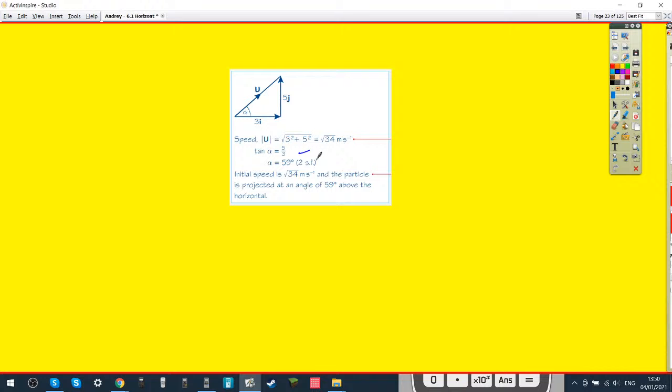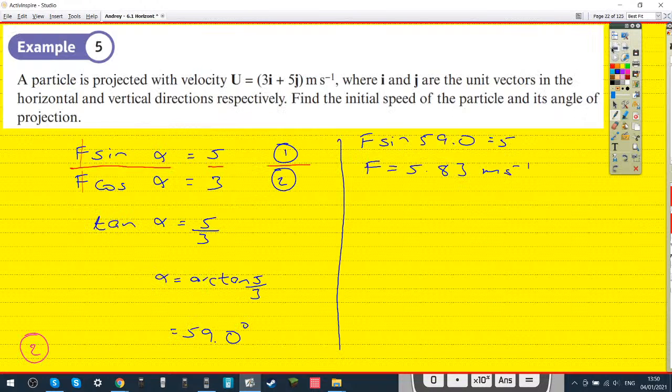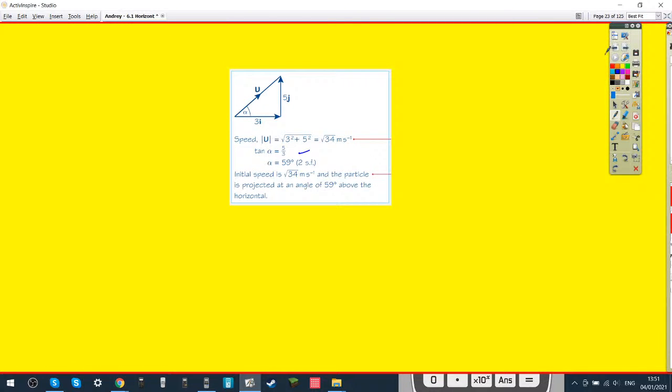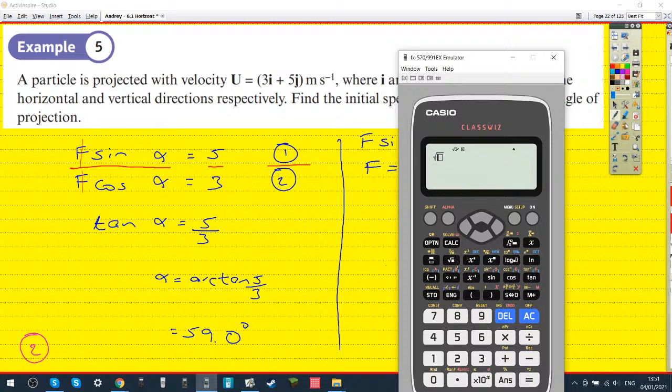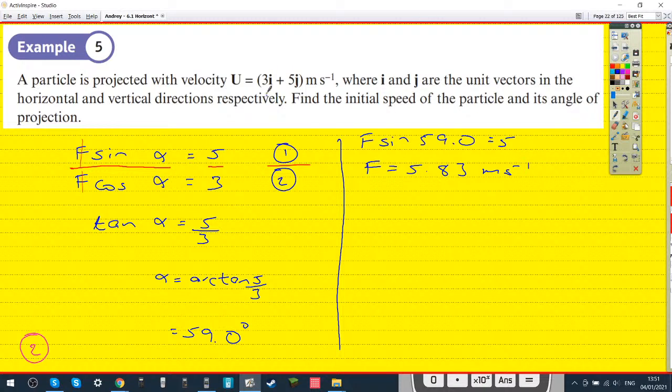59 degrees, and they're saying the initial speed was root 34. That's another way to do it, a better way to do it. Root 34 probably works. Yeah, same number. This isn't going to give me an exact value. The initial speed is Pythagoras for 3 and 5. If you had a diagram, that would be 3, that would be 5, and so Pythagoras of those two.